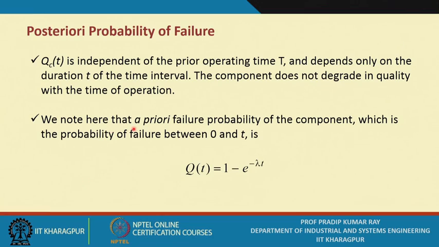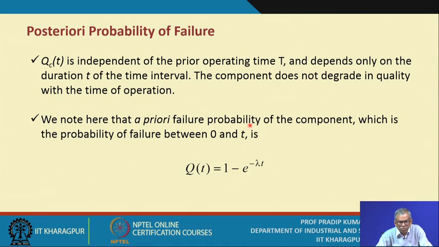Now, we note here that the a priori failure probability of the component, which is the probability of failure between 0 and t, is this, as already mentioned. That means Q(t) is equal to 1 minus e to the power minus lambda t.